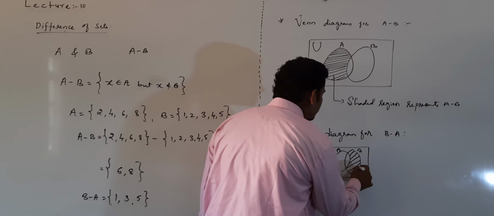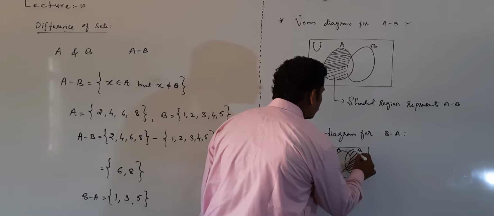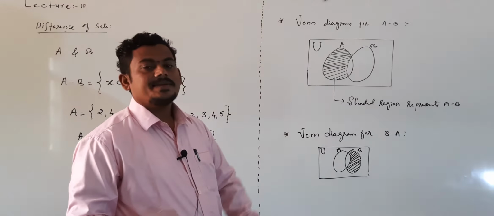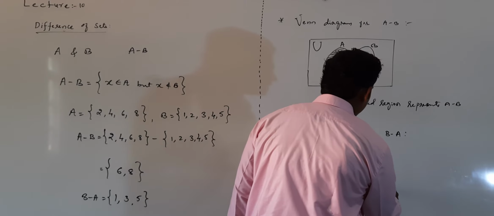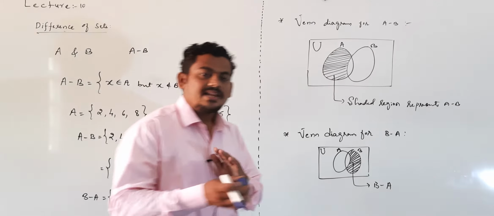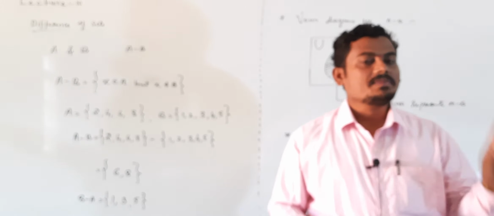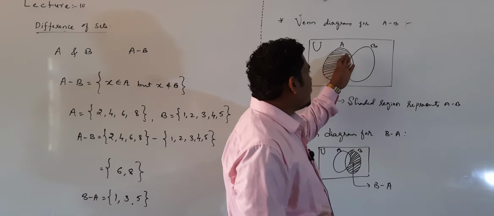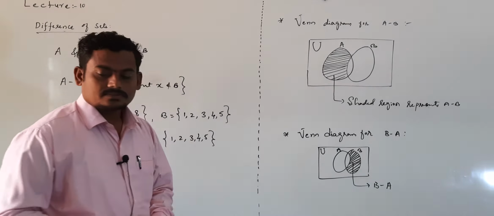B minus A means B but not A. This shaded region represents B minus A. This is set B minus set A. Simply remember, A minus B means A but not B. B minus A means B but not A. This is the Venn diagram for A minus B. This is the Venn diagram for B minus A.